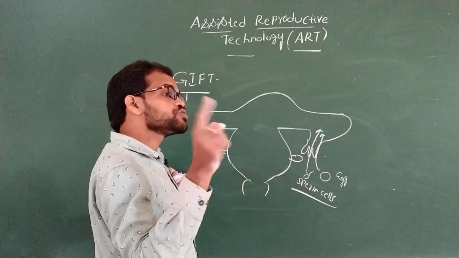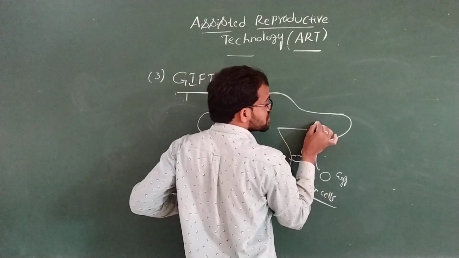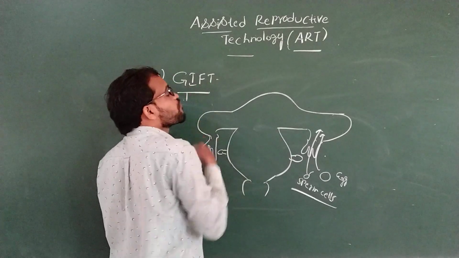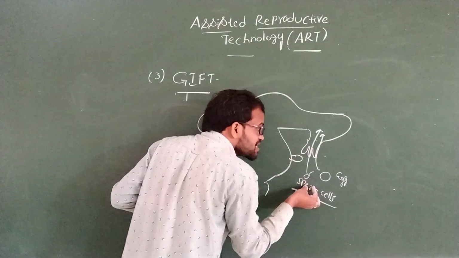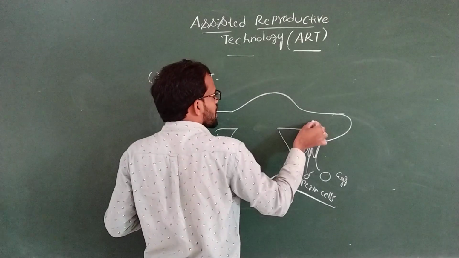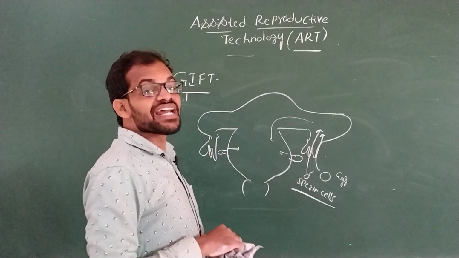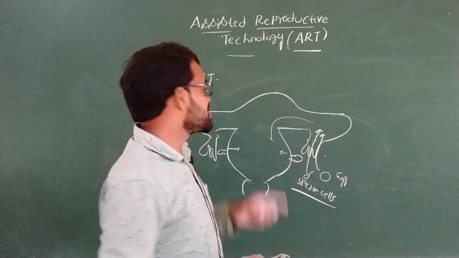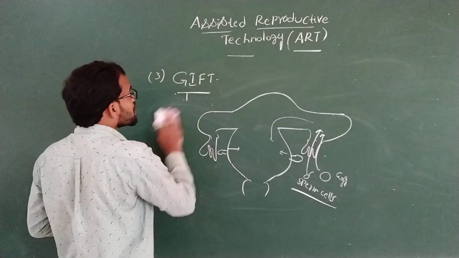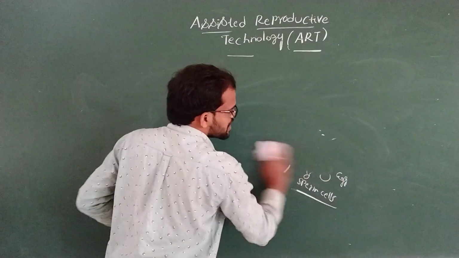Again, the sperm cells are also collected from the donor. Both sperm cells and egg cells are collected, and fertilization takes place in the fallopian tube. Gamete intra-fallopian transfer: the gametes are transferred into the fallopian tube. After fertilization, it is a suitable place for the pregnancy and development of the baby. That is nothing but gamete intra-fallopian transfer. Nowadays many couples follow this technique also.